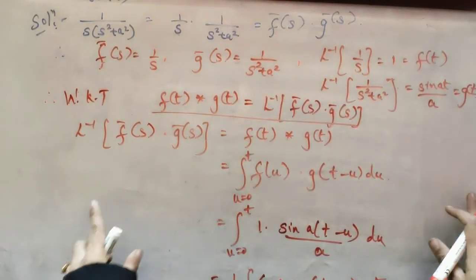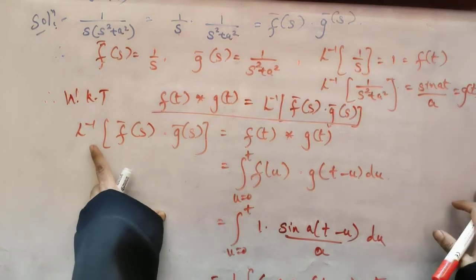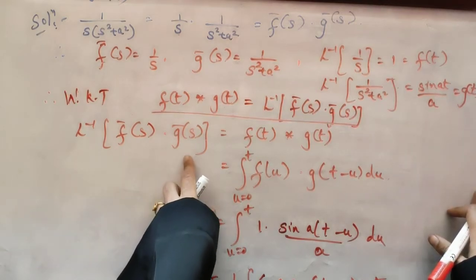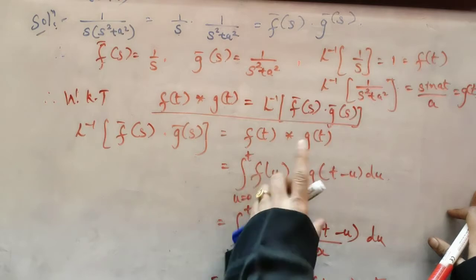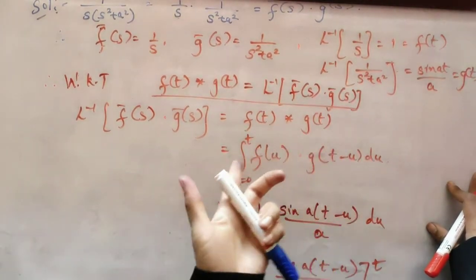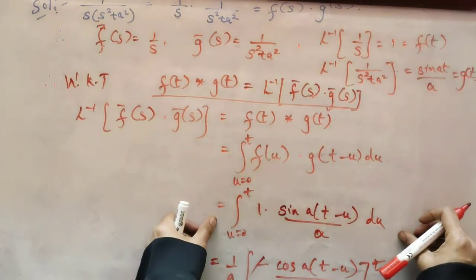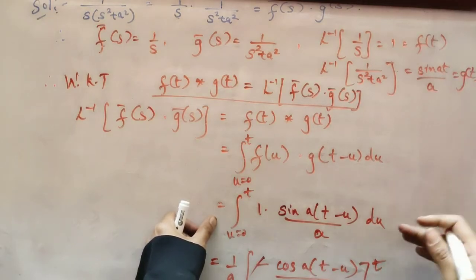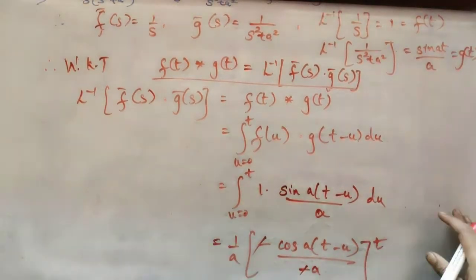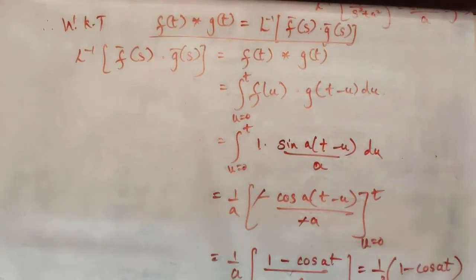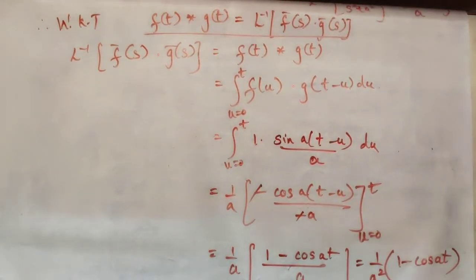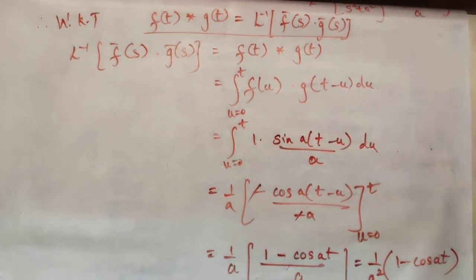Once this step is done, you go to your convolution last statement, that is L inverse of f bar of s into g bar of s is f of t star g of t. Now f of t star g of t is nothing but the convolution. Take the definition of the convolution, substitute your f of u and g of t minus u here, and just simplify it. Okay, just find the integration of it. You will get your solution within no time. Okay, this completes the solution for this problem. Let us continue one more problem on this.